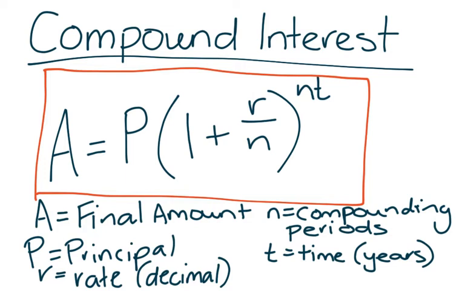Our new formula is A equals P times (1 plus R over N) to the power of N times T. A is the final amount, P is your principal, just like in the simple interest formula. R is the rate, and again it goes in as a decimal, so 5% goes in as 0.05. N is the new one: the number of compounding periods, so how many times you get this interest over the time period. If it's monthly, then it's 12 compounding periods in the year. If it's weekly, there are 52 compounding periods in the year, and so on. And T is your time in years.